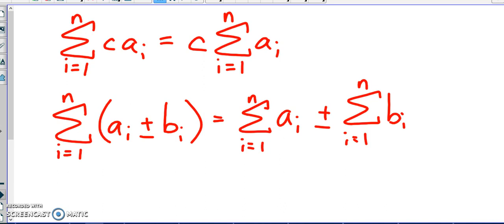All right. That is the first extra section.